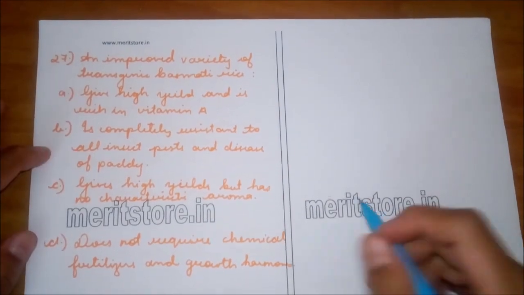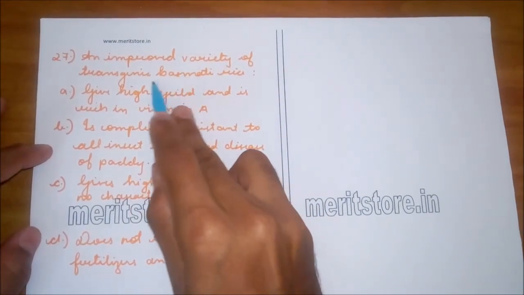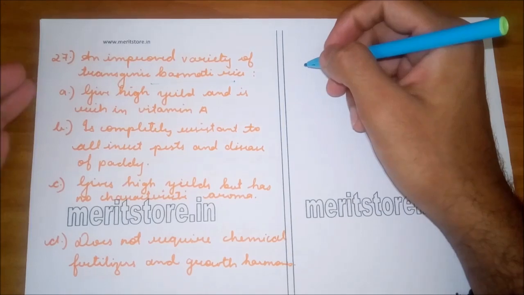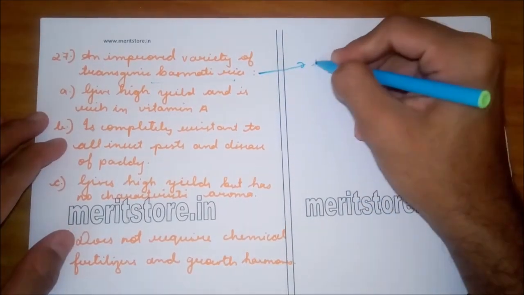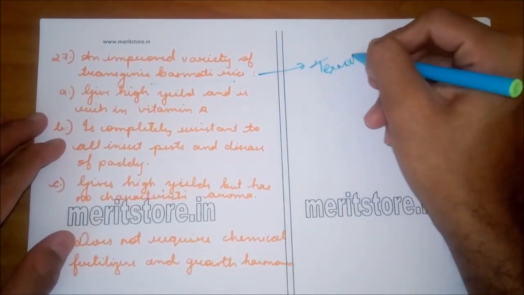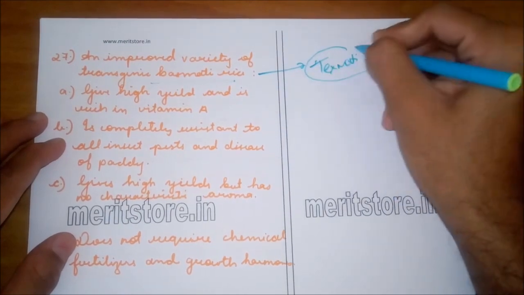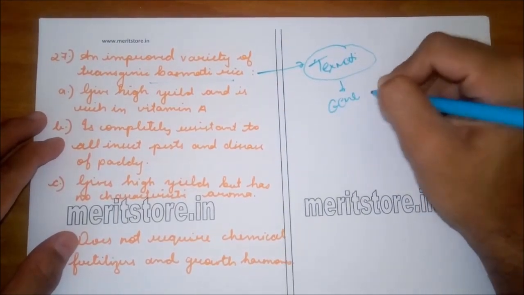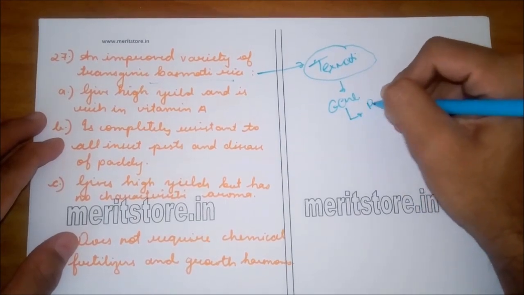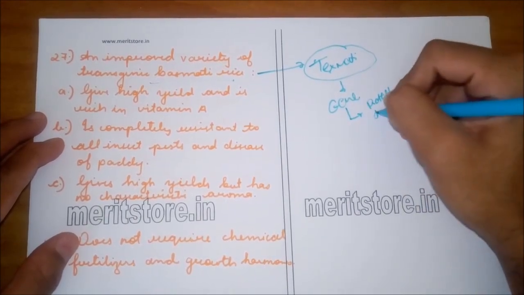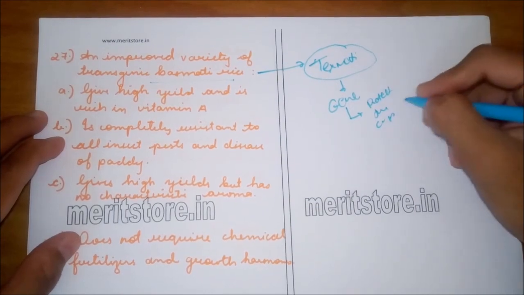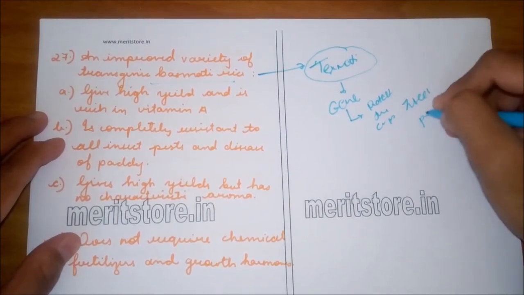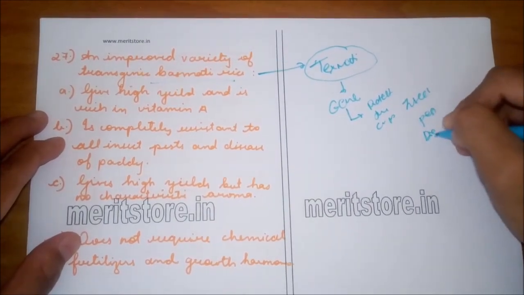Question number 27. An improved variety of transgenic basmati rice is what? First of all, transgenic basmati rice is also known as Texmati. So it has an incorporated gene. This incorporated gene protects the crop from all types of insects, pests and diseases.